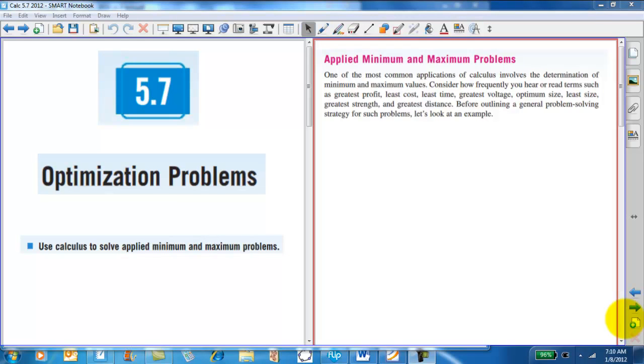Hello calculus students, here we are with optimization problems. These are max-min problems. And we're going to start by doing an example, then we'll come up with a general process.